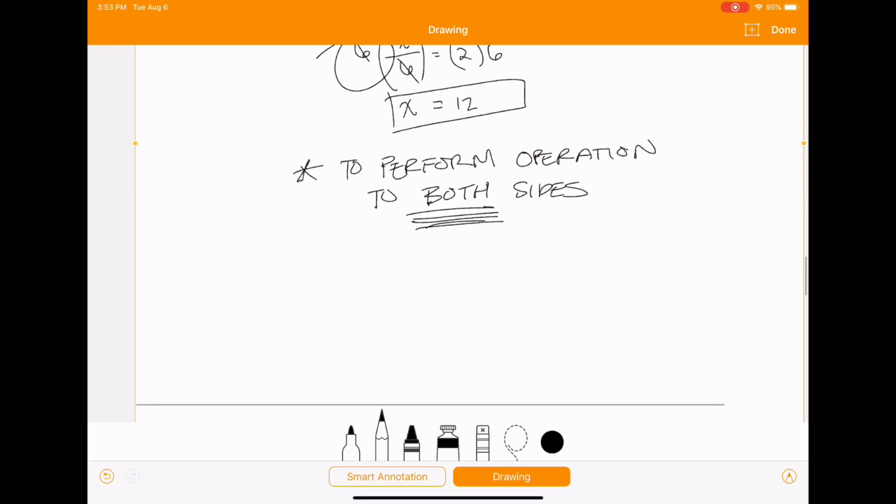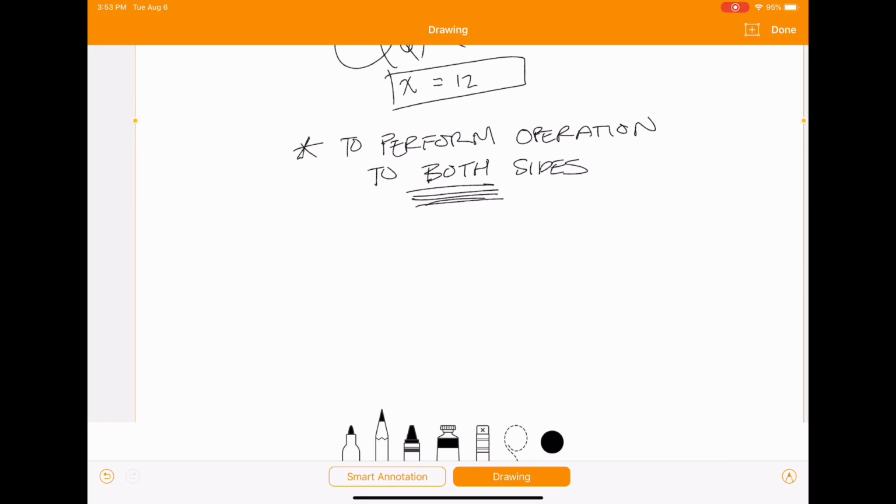So that's just a quick intro to solving equations and some properties that went behind solving these equations.